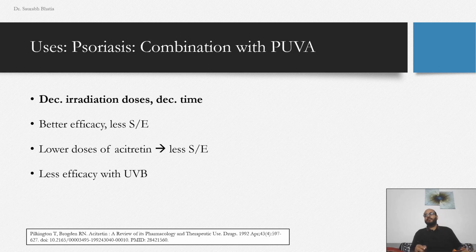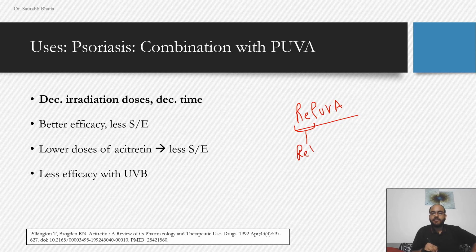So in the first slide, we discussed that the combination treatment with acitretin is better as compared to monotherapy. One of the good combinations of acitretin is with PUVA. The combination is known as REPUVA. Re means retinoids and PUVA is PUVA. Okay, so this is the combination.